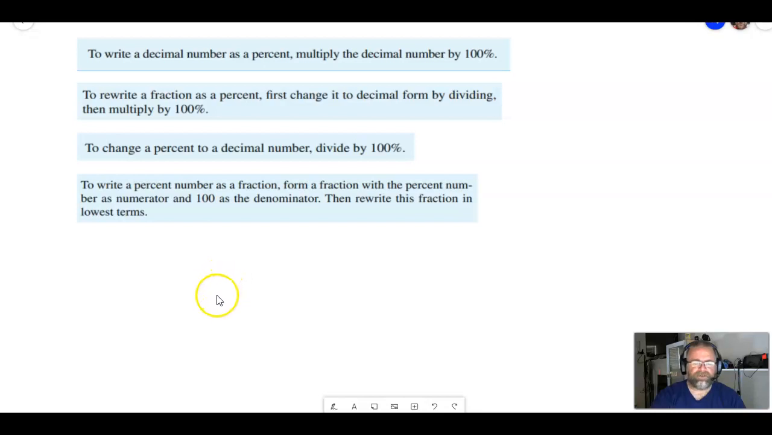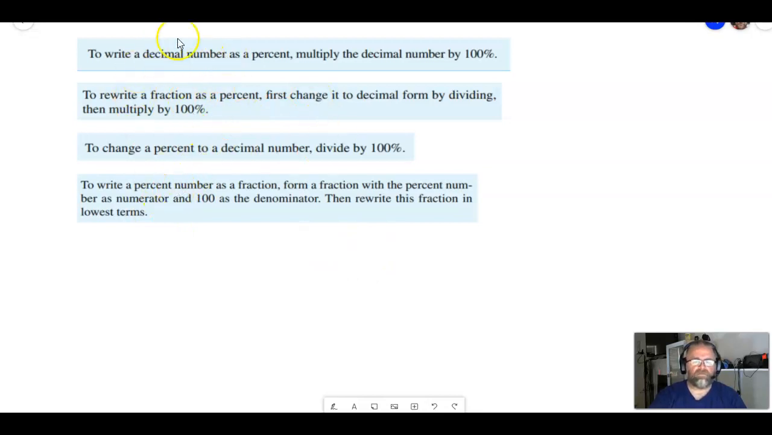This is an introduction to percent, and here we're going to be converting numbers from decimal form to percent form. We're also going to be doing some fractions in there. There are three different forms that we can have a number in: percent, decimal, and fraction. And we need to be able to convert between all three of those.